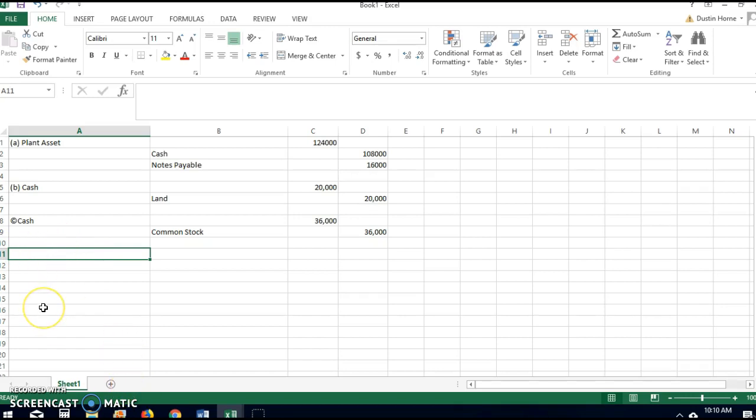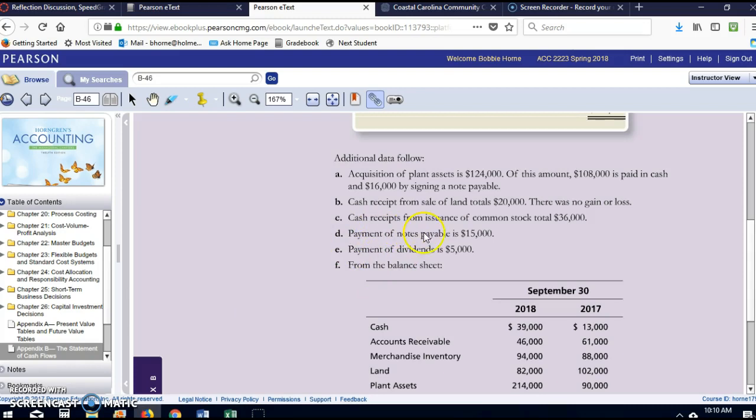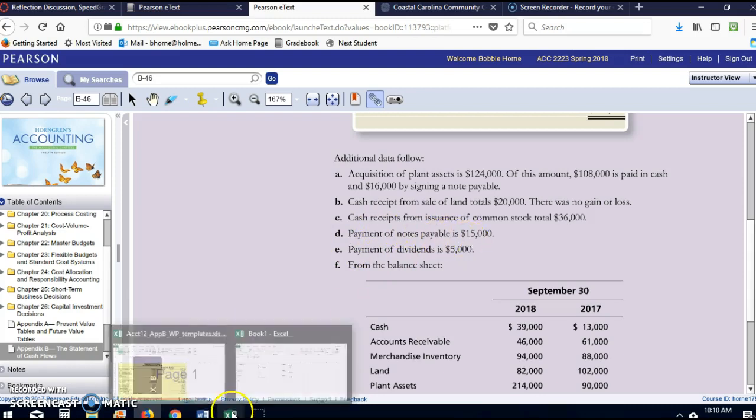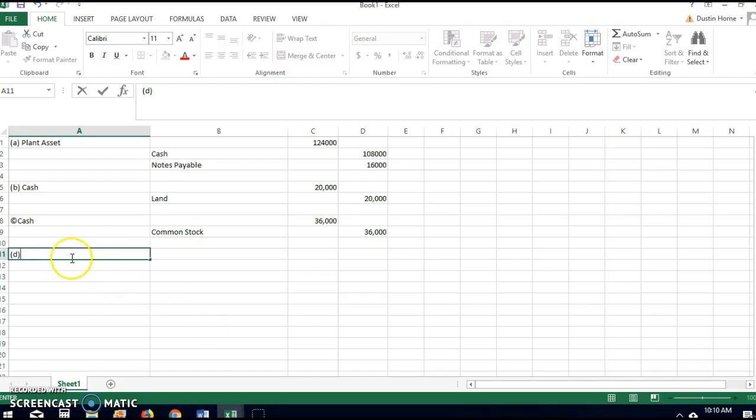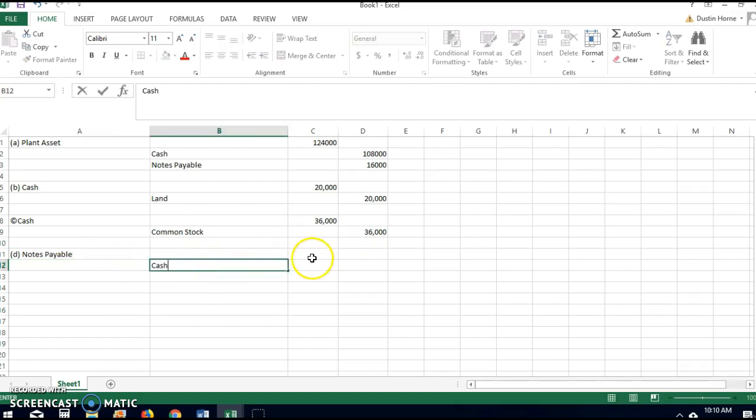Okay, and then for transaction D, if you look at it, payments of notes payable of 15,000. So we paid off notes payable, so we're spending cash of 15,000.